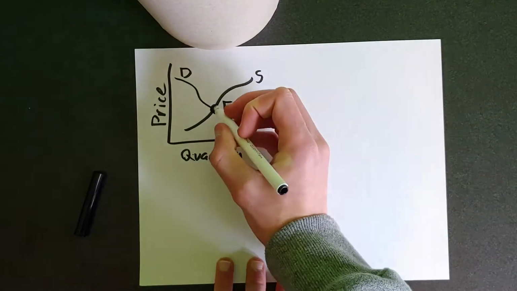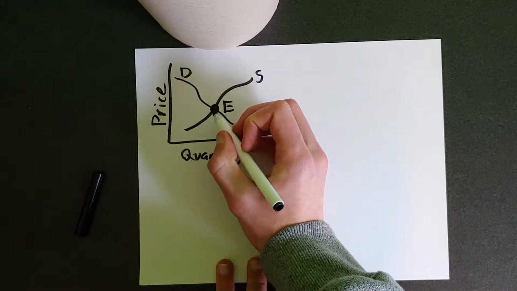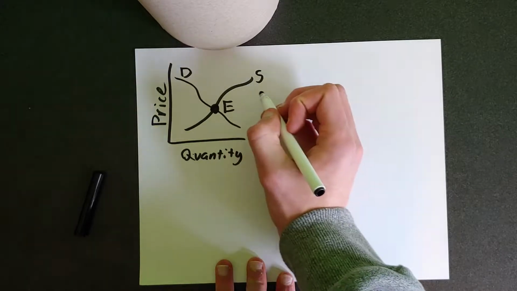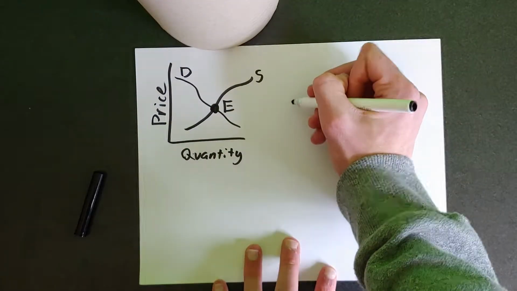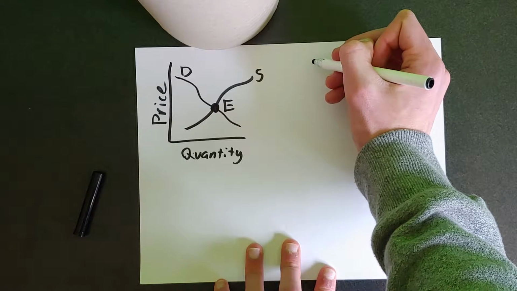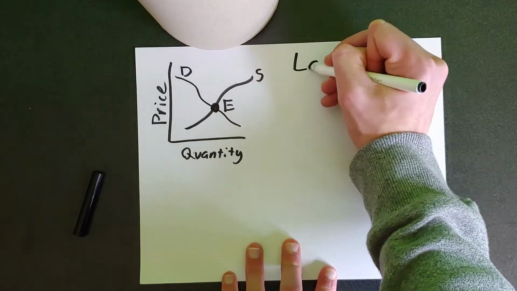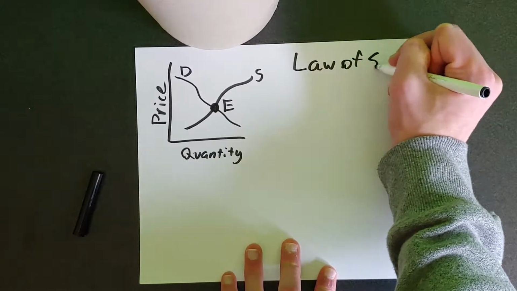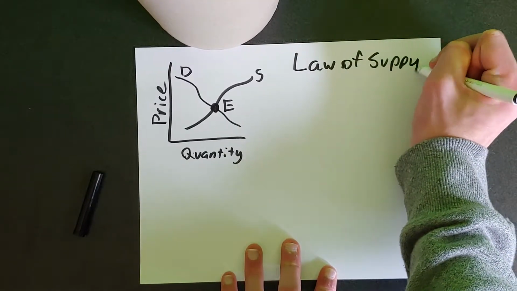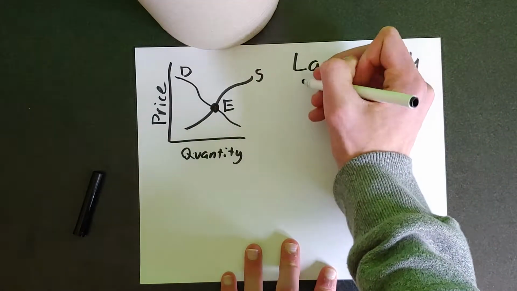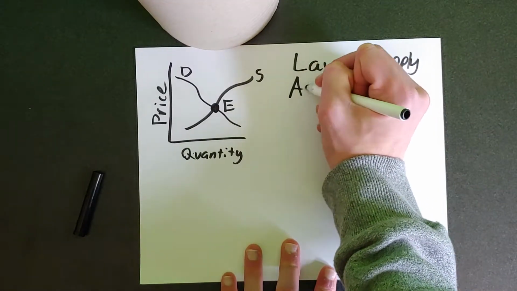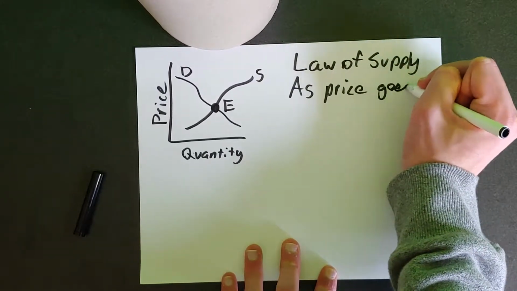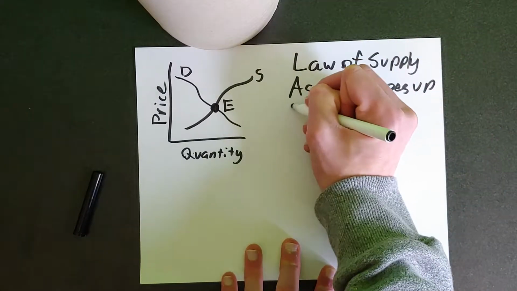And where they meet is one of the most important parts in a market, because maintaining equilibrium on a good is the best thing for both consumers and suppliers. And the law of supply is that as, and I can't spell, law of supply is as price goes up, supply will go up as well.